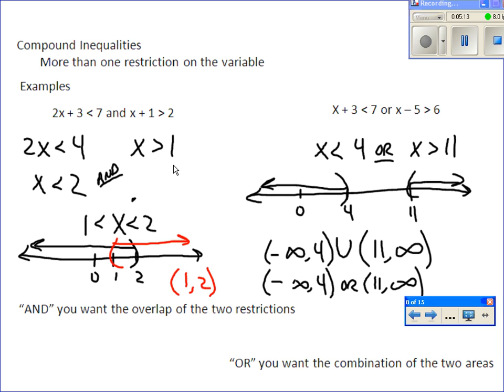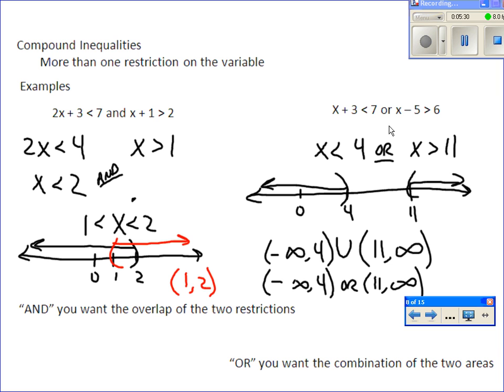We want numbers that are smaller than 2, but also bigger than 1, which leaves us with this interval here. X is less than 2, x is greater than 1. We need the overlap between the two restrictions. So we want the interval from 1 to 2 for our final solution.